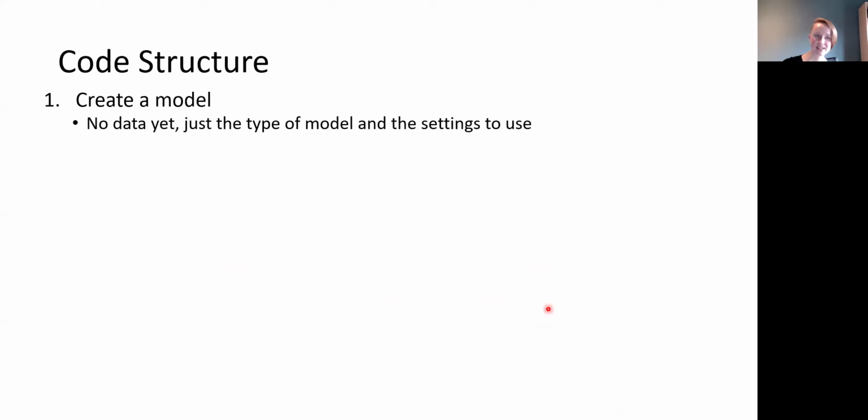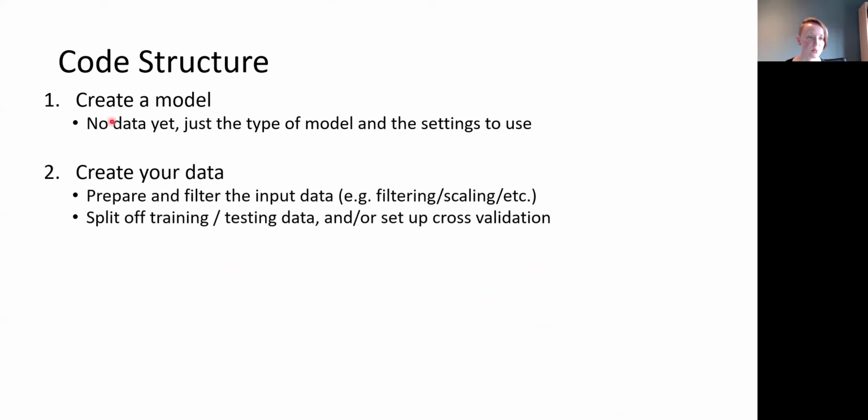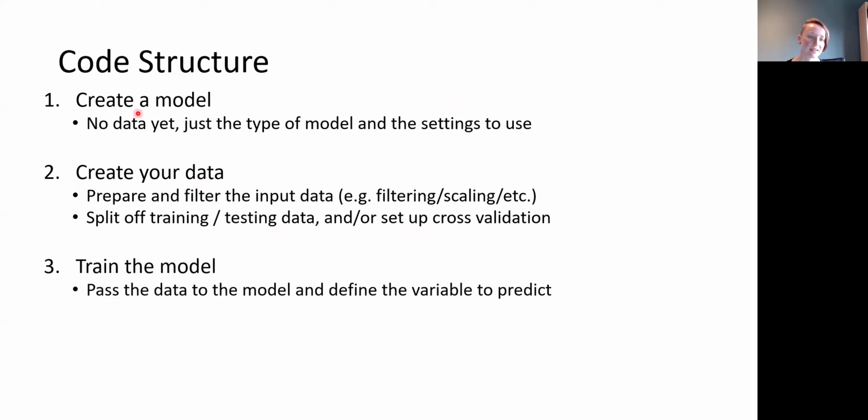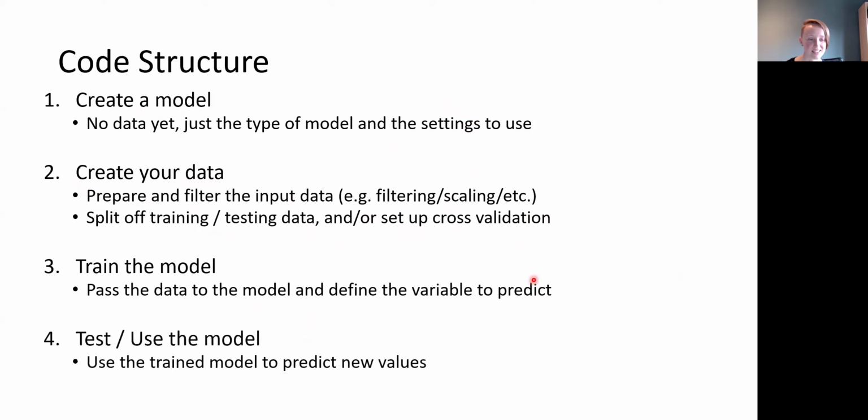As a quick reminder, the code structure when we're using tidymodels is we create a model without any data in it, but we specify the model and the parameters that we want to use. We then create our data, so we do whatever filtering and splitting of training versus testing data or cross-validations. We then combine these two things to train a model, and then we can test and use the model based on what we trained previously.